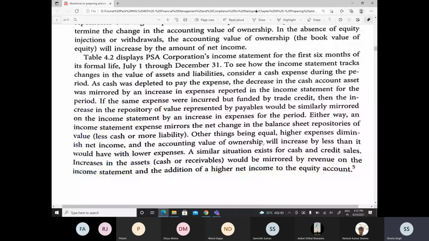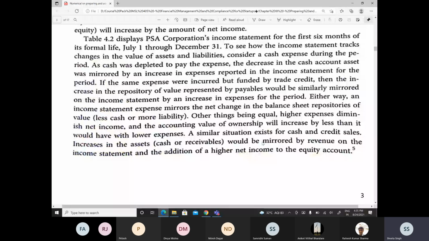Other things being equal, higher expenses diminish net income and the accounting value of ownership will increase by less than it would have with lower expenses. A similar situation exists for cash and credit sales. Increase in the asset, that is cash or receivables, would be mirrored by revenue on the income statement and the addition of higher net income to the equity account. So this is how basically your income or P&L would get translated into the balance sheet.